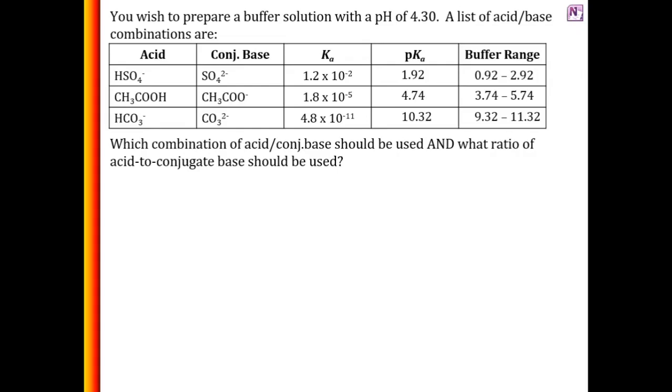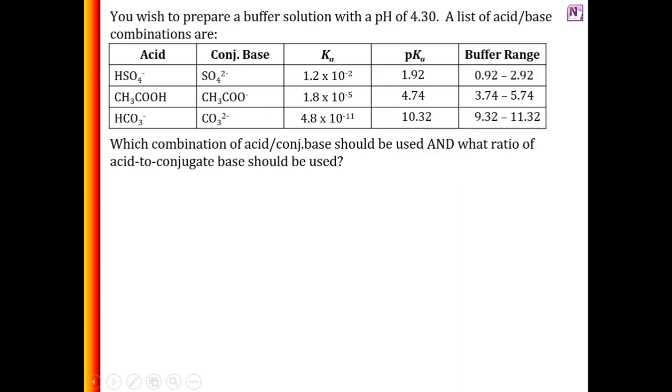So it looks like the best buffer combination for this particular situation would be this one. We want a pKa close to our desired pH, within plus or minus 1 unit. They were nice enough to even give us the buffer range, but we could have figured that out just by adding 1 or subtracting 1. So it looks like this acetic acid pair is going to be the best.